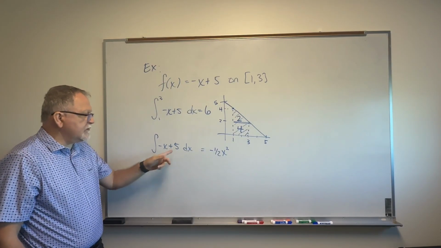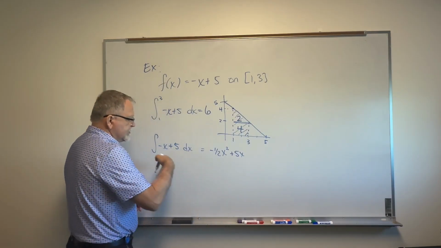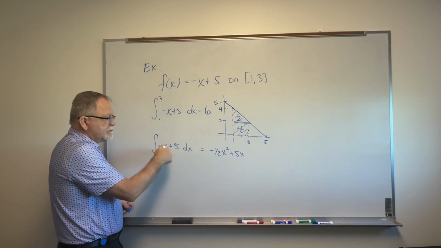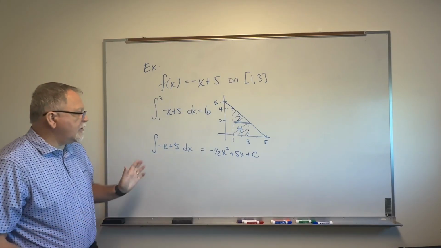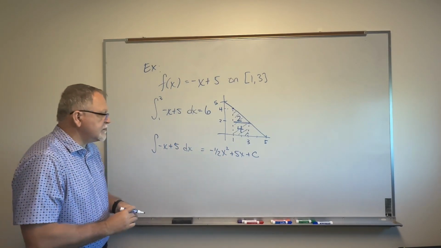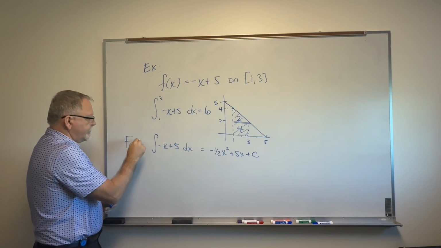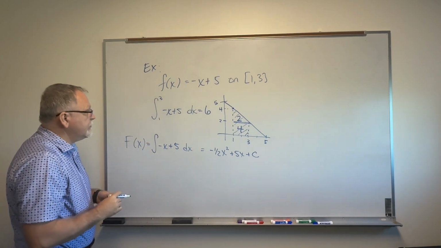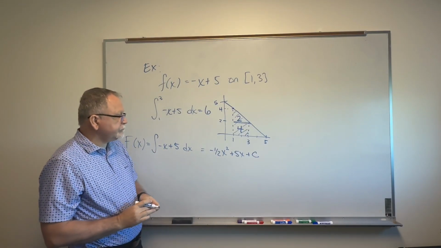The function whose derivative is 5 is 5x. And then, of course, since there's infinitely many functions with this derivative, I add the plus c to capture the idea that there are infinitely many functions. So this new function we're going to call big F of x. It's the antiderivative of little f of x.